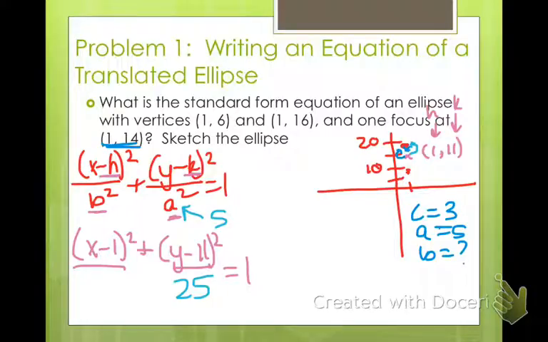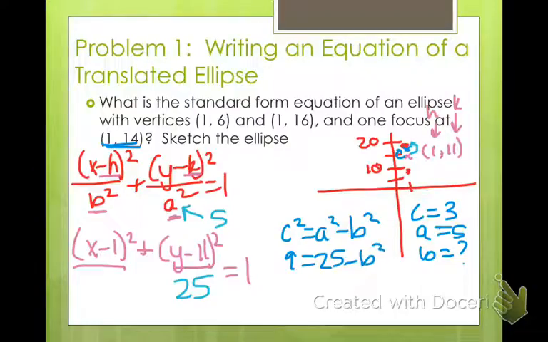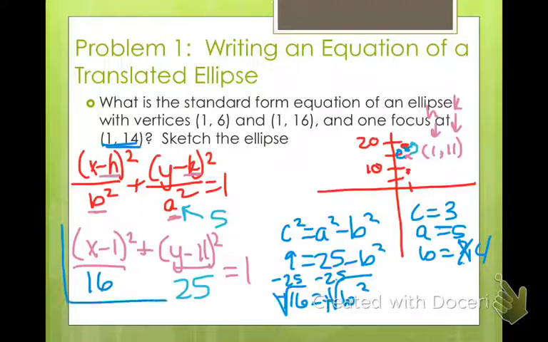Do you remember in an ellipse, we use that formula c squared equals a squared minus b squared. So 9 equals 25 minus b squared. If we solve for b squared, we're going to subtract 25 from both sides. We get negative 16 equals negative b squared. Let's make those both positive. Square root, square root. So we know b equals 4. And 4 squared is 16. So we put that down here. There's our equation: x minus 1 squared over 16 plus y minus 11 squared over 25 equals 1.